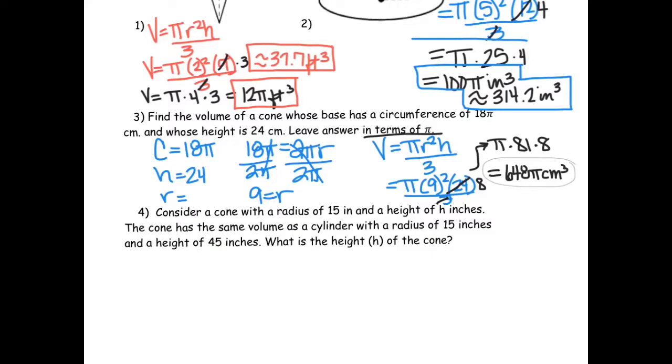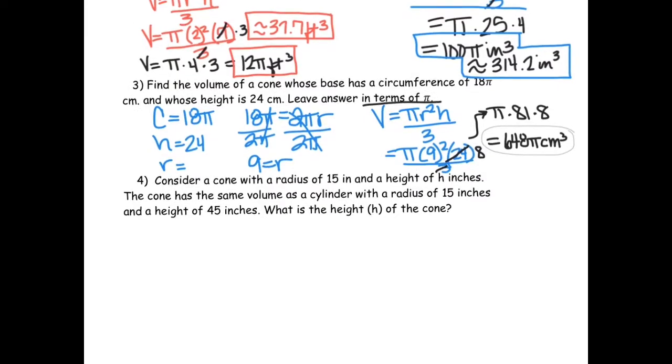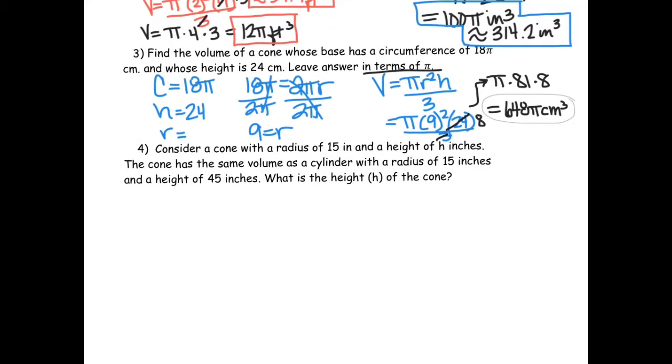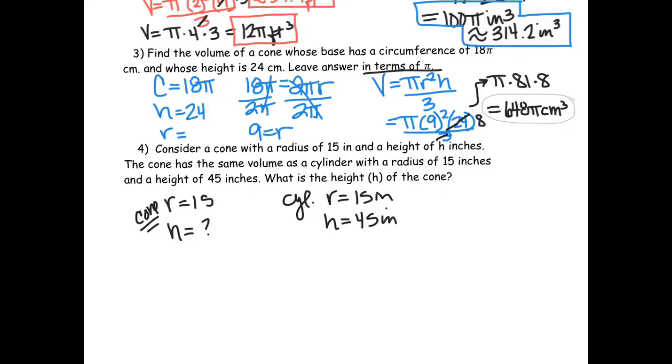Question number 4. Consider a cone with a radius of 15 inches and a height of h inches. So we're trying to find it. This is for the cone. And it has the same volume as a cylinder with a radius of 15 inches and a height of 45 inches. So you can do this one of two ways.